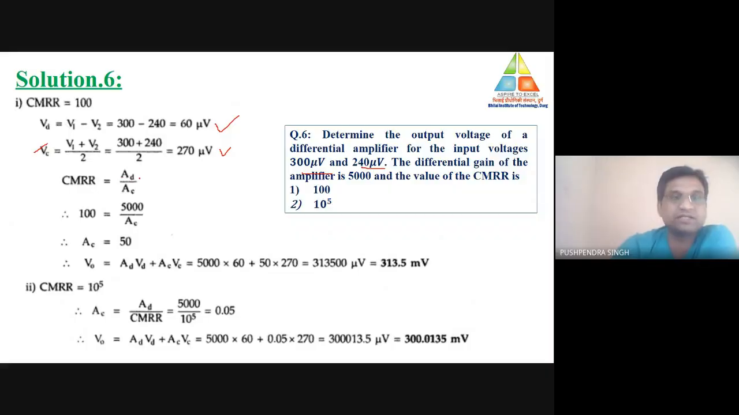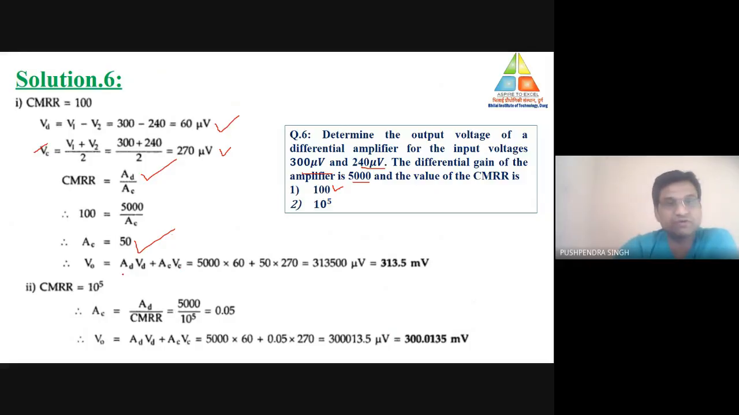What is CMRR? CMRR is the ratio of differential mode gain to the common mode gain of the differential amplifier. So it is AD divided by AC. In part A, the value of CMRR is 100. So 100 is equal to AD, which is given as 5000, divided by AC. So from there, what is the value of AC? AC is equal to 50.